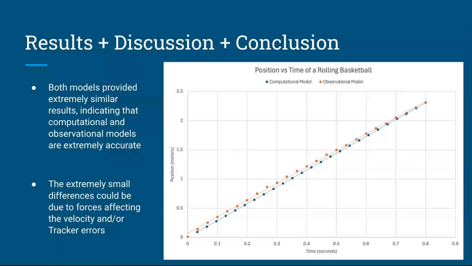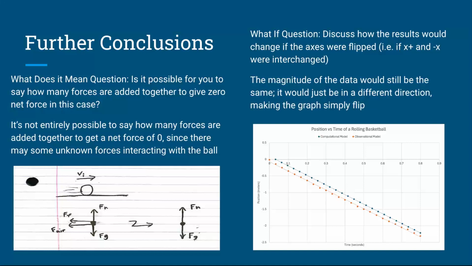However, there's one main difference, which was the fact that the computational model had position points a little below what the observational model had at the beginning, and the computational model had bigger position points at the end compared to the observational model. But this can be explained by errors in my use of Tracker, making the observational data vary a little, and by the fact that friction may have slowed down the ball in the observational model and the computational model did not account for that.